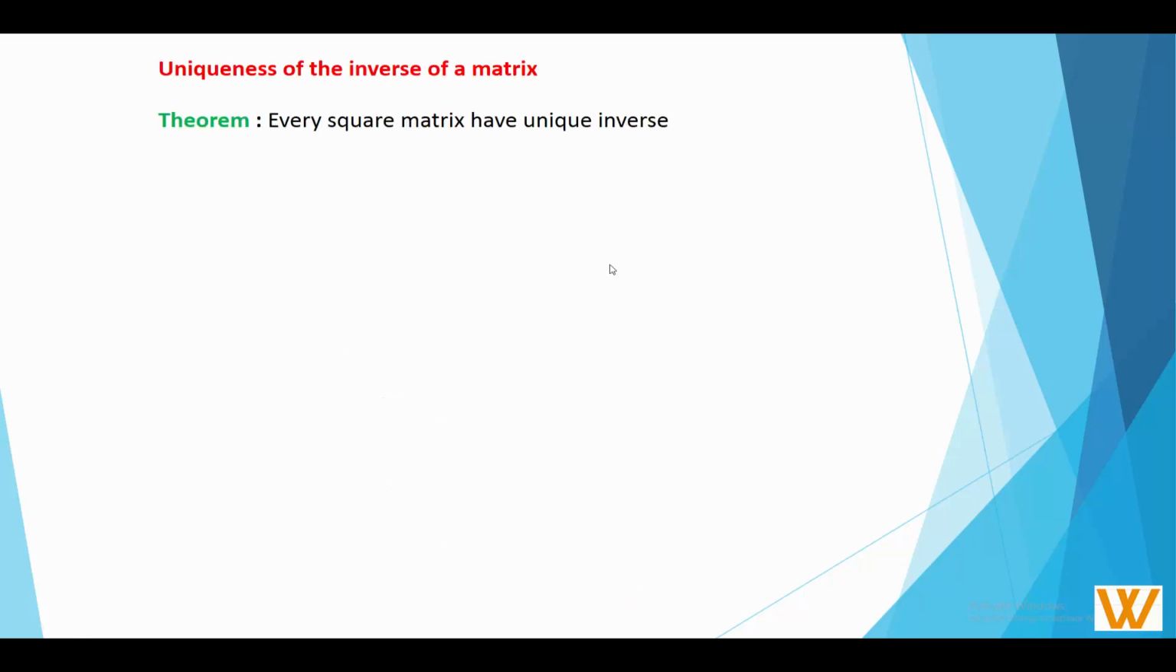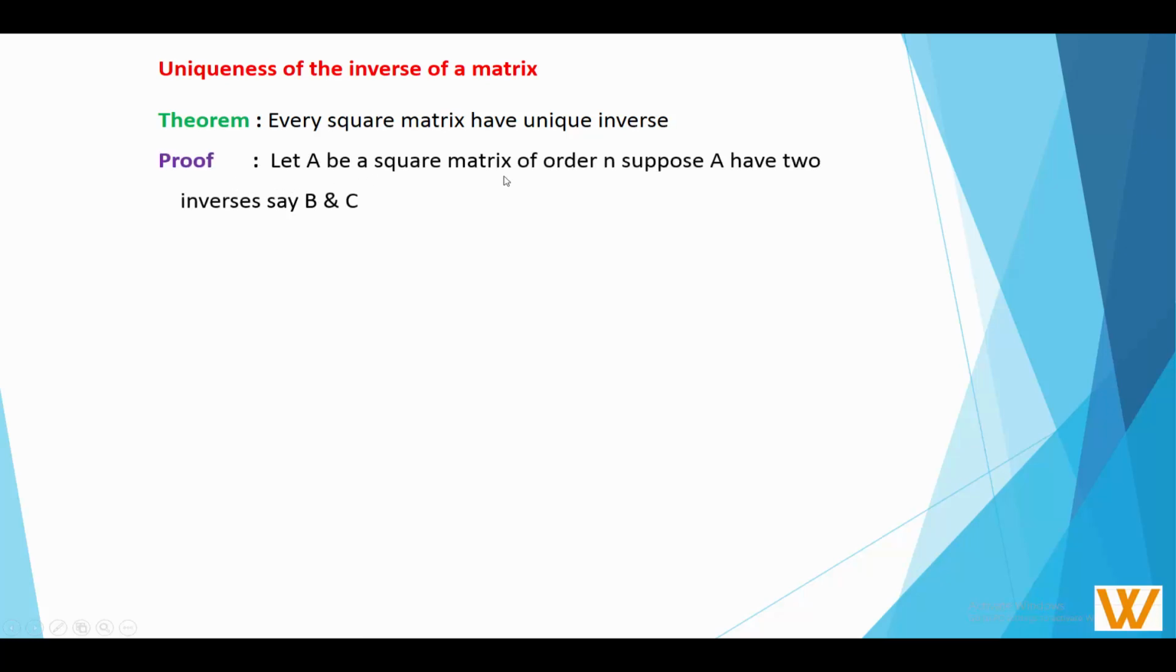Uniqueness of the inverse of a matrix. Theorem: every square matrix has a unique inverse. This means if the matrix has an inverse, then it is one and only one, a unique inverse. Proof. Let A be a square matrix of order n. Suppose A has two inverses, say B and C. To prove that matrix A has only one inverse, we assume that the matrix A has two inverses B and C.